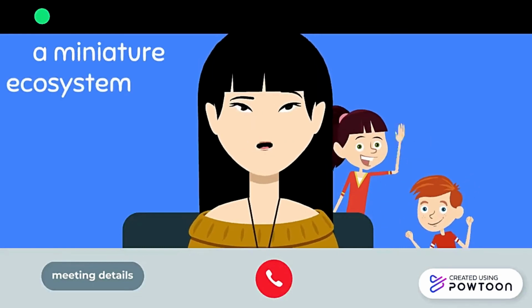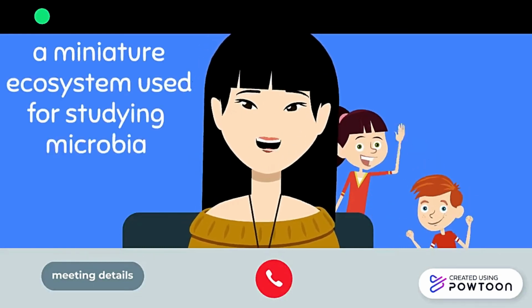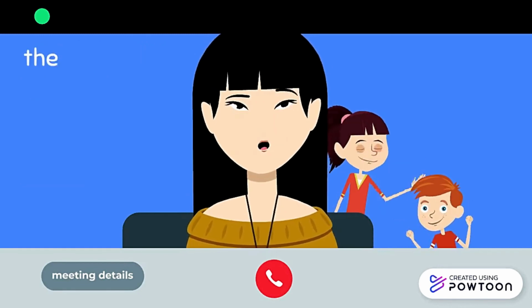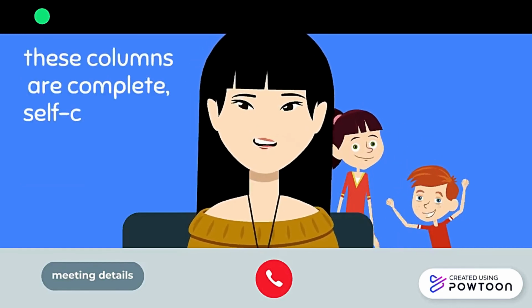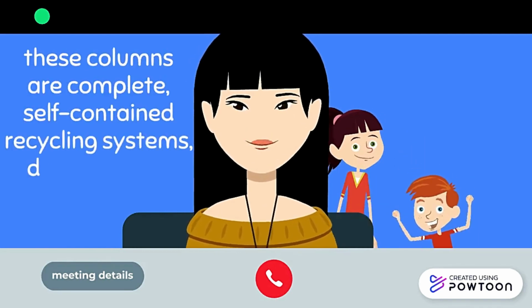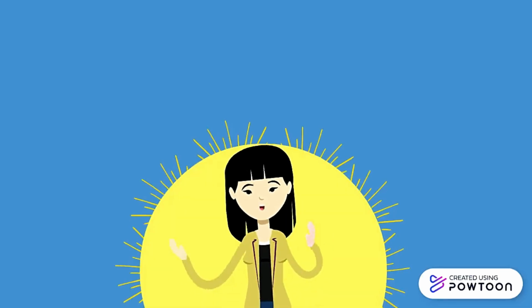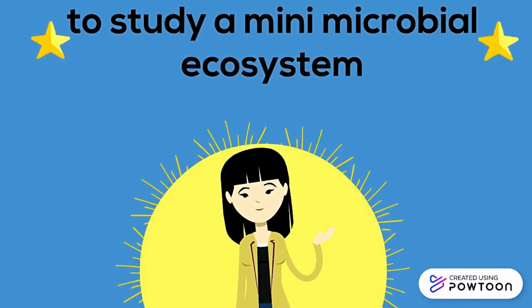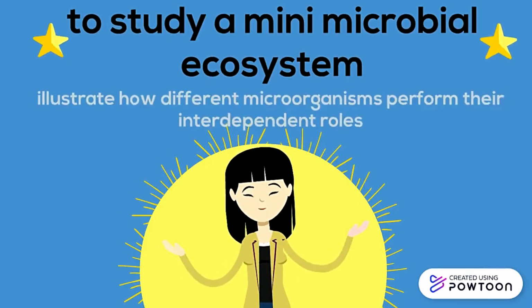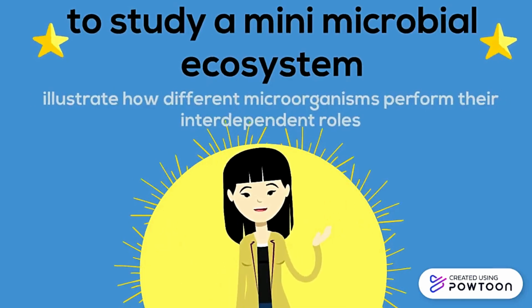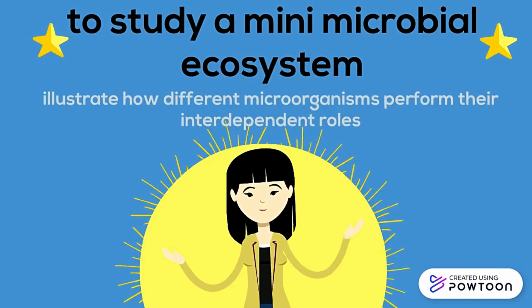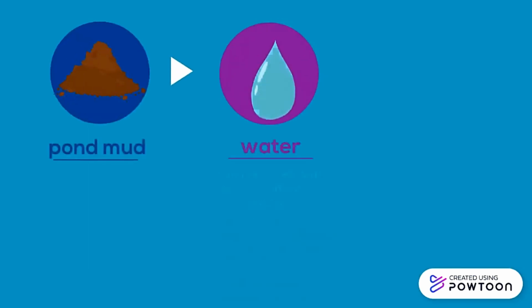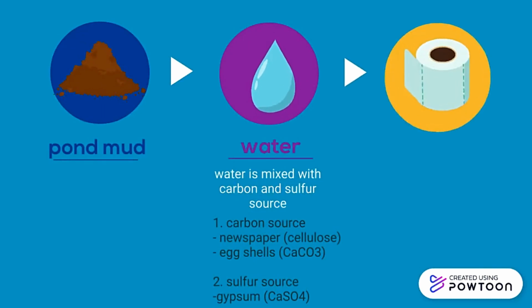A Winogradsky column is a miniature ecosystem used for studying microbial communities. These columns are complete, self-contained recycling systems driven only by energy from light. The function of this column is to study a mini microbial ecosystem, as it can illustrate how different microorganisms perform their interdependent roles. The materials needed to create this column are pond mud, water mixed with carbon and sulfur salts, and parafilm.